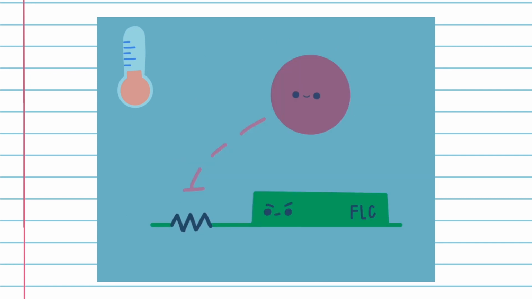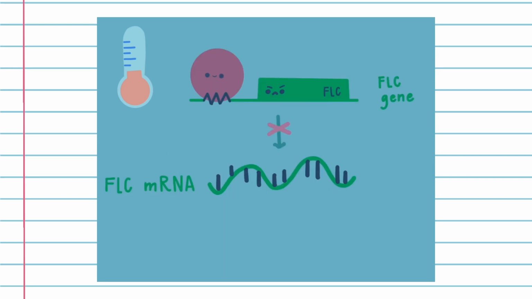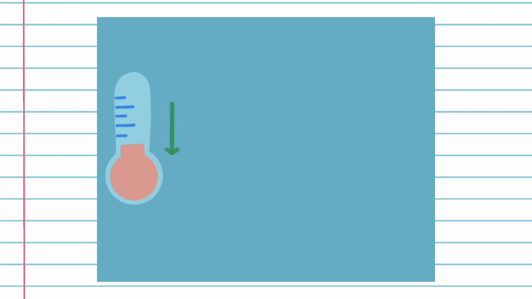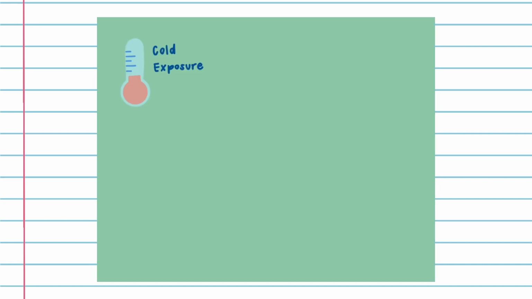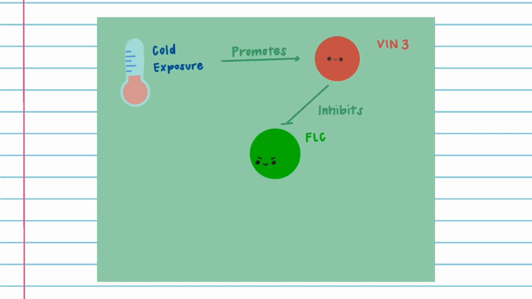In cold conditions, there's an abundant amount of VIN3 and it likes to bind to the FLC gene. Once VIN3 binds the FLC gene, it inhibits transcription and therefore decreases the production of the FLC protein. So as a quick summary, as temperature decreases, VIN3 increases, FLC decreases, and then as a result, flowering increases. So let's go over the pathway real quick.